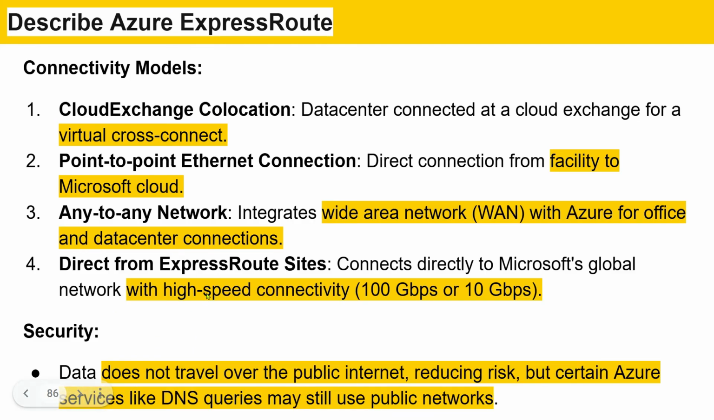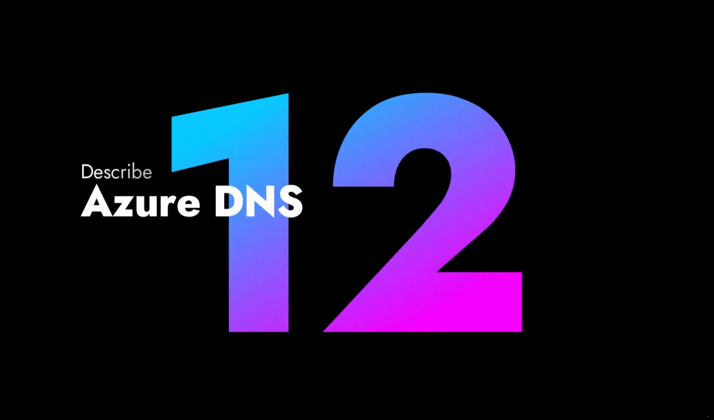Now security, how does it provide security? Data does not travel over the public internet, reducing risk, but certain Azure services like DNS queries may still use public networks. Our last topic in this module is describe Azure DNS.